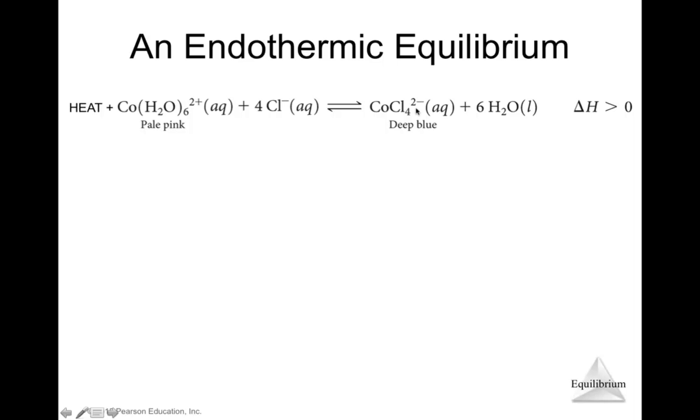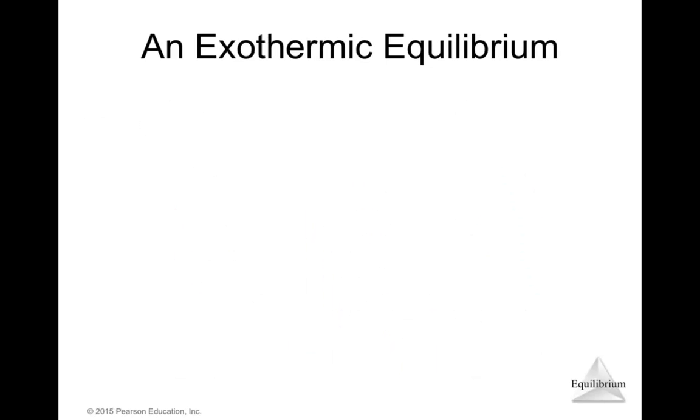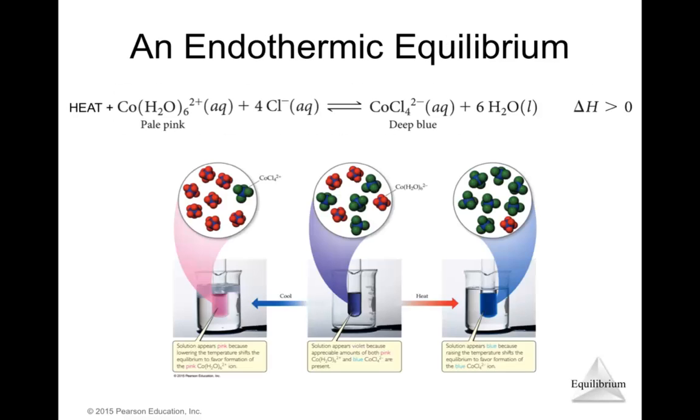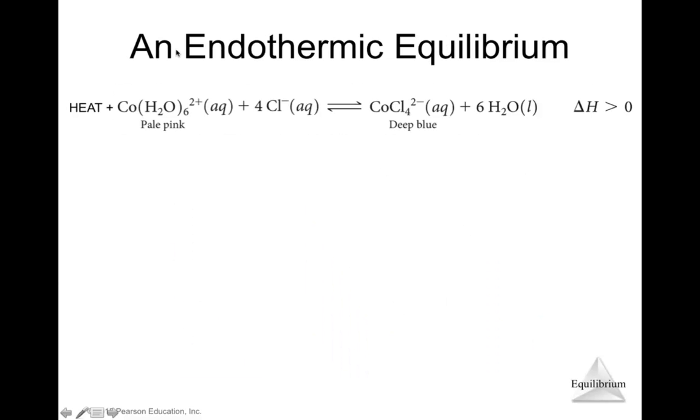What will happen if we, for example, add heat? If we add heat, that means that we need to consume that heat. So this will go to the right. And the color that we will have is a deep blue color in the solution. If we remove heat, if we cool this equilibrium, then we need to produce more heat to reach the equilibrium again. So we must shift this equilibrium to the left and we will have a pale pink solution.